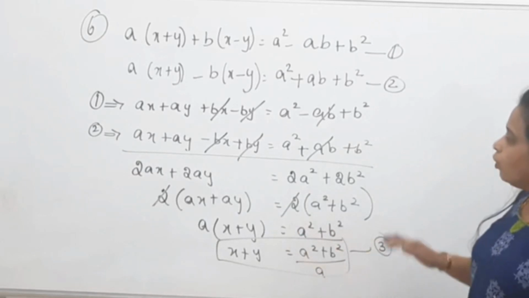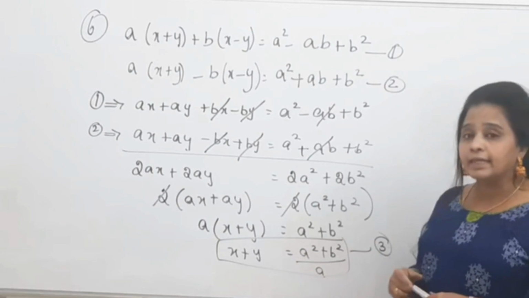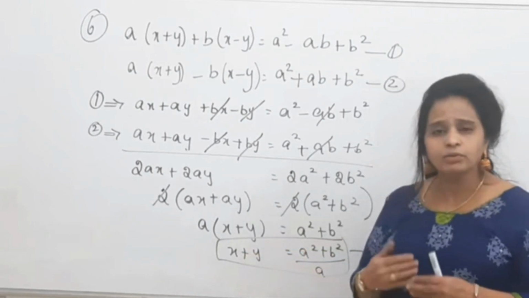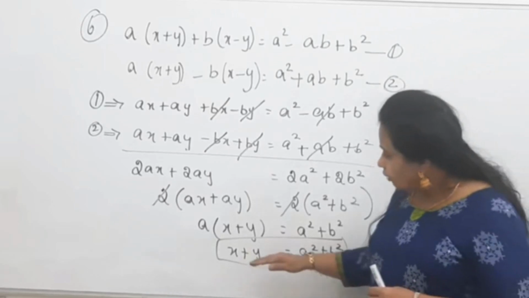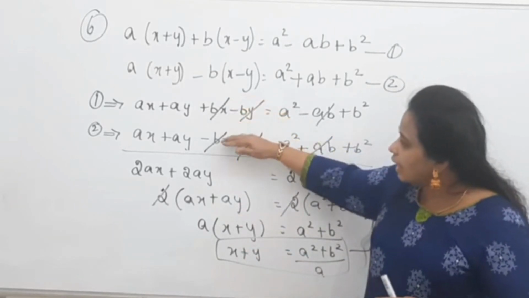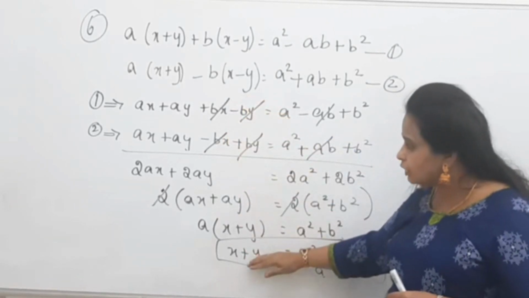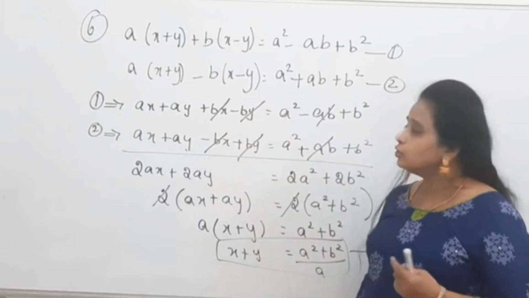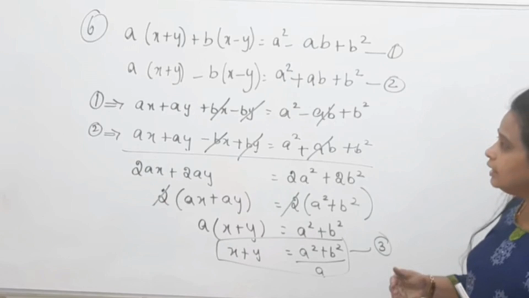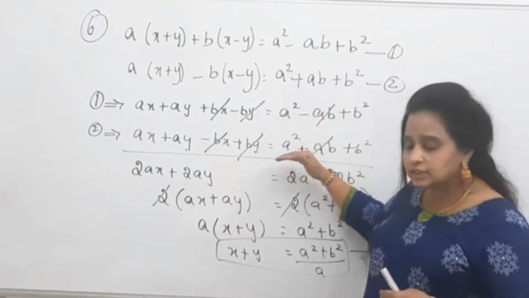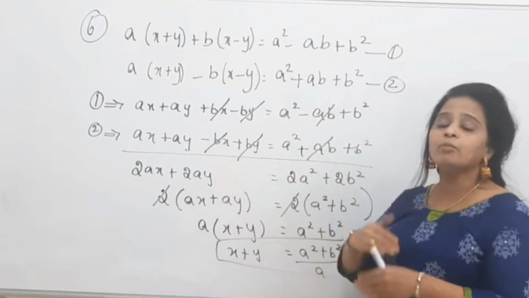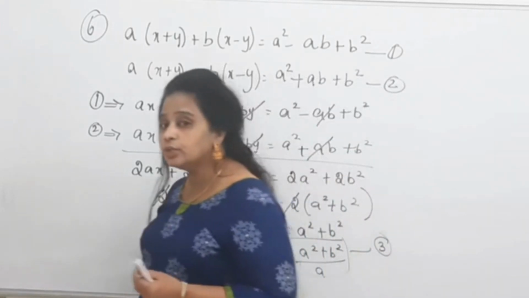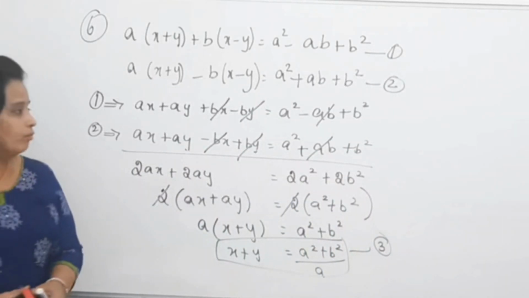Now what would I do to get my x and y variables? I have to solve again. When I added, I got this equation; when I subtract, I will get another equation. So I'm going to subtract the same equations to get one more linear equation. Then I solve to get my x and y values.